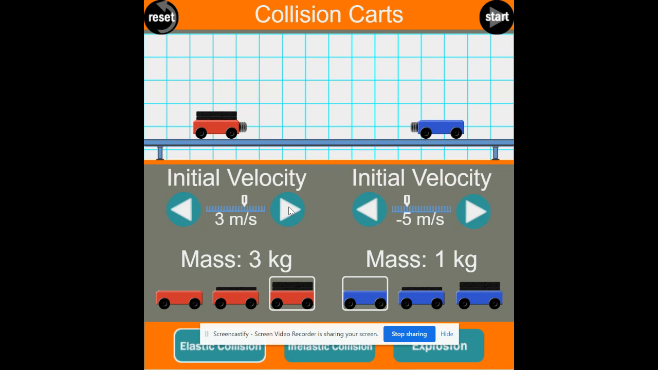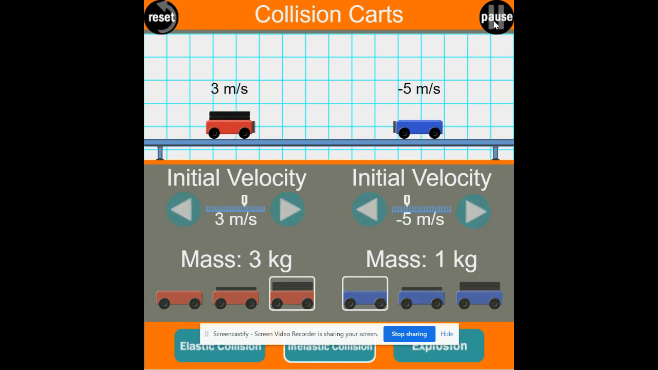Underneath this, we've got 3 different types of collisions. We have elastic, which means they bounce off each other. Inelastic, where they glue together. And explosion, where you have them initially together and then they explode apart. For the first part, we need inelastic collision. So we're going to select that, and then all you need to do is press the start button and have a look at what goes on.